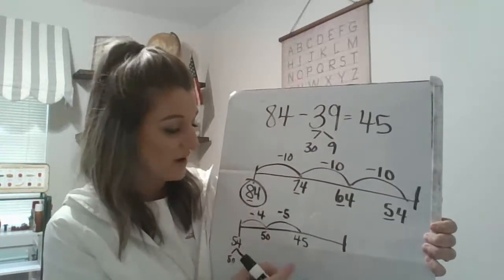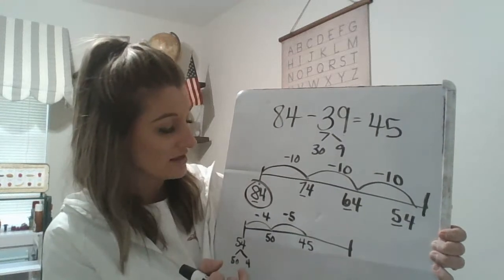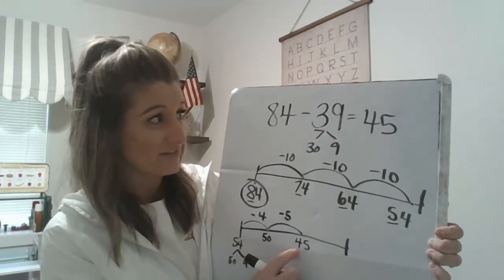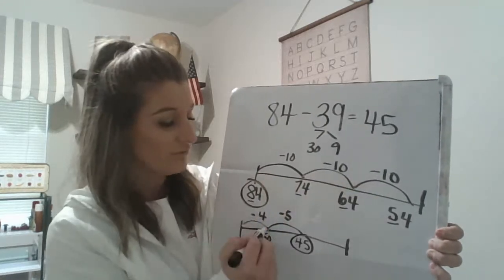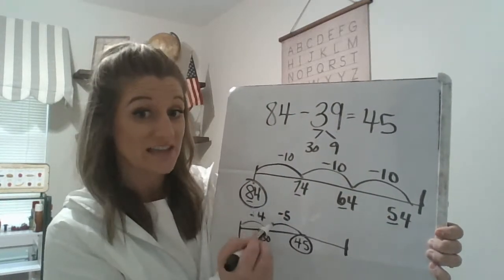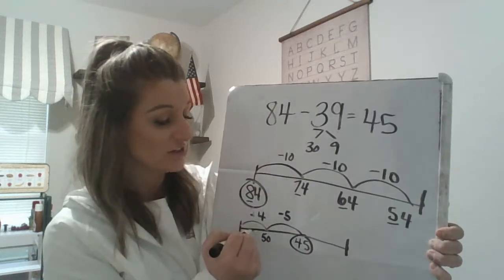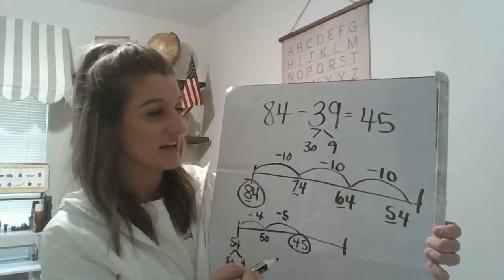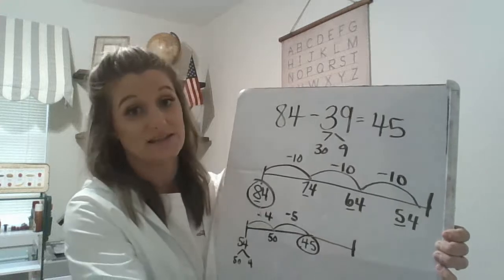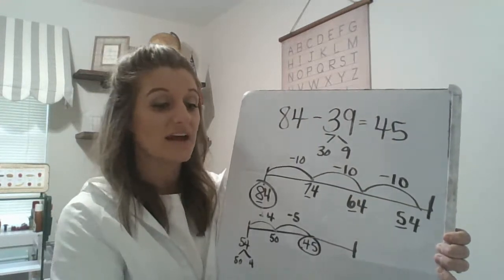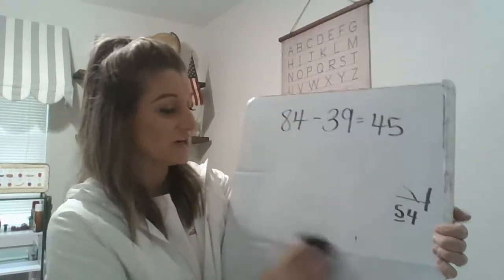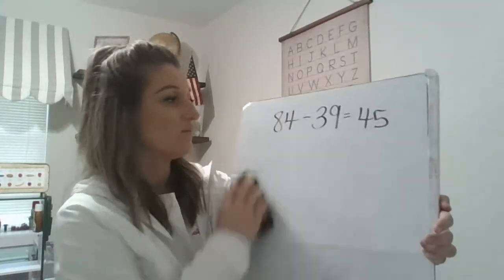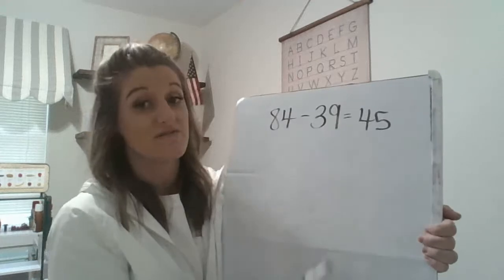So did we take away 30? Did we get back to 45? Yes, we did. So we stopped. We took away 30. We took away 4 and then 5, which is the same as taking away 9. So we took away 39 and we landed on 45 is our answer. So maybe a number line makes sense to you. Maybe getting out that hundreds chart is what makes sense to you because you can count back 3 tens, count back 9 ones, and you could land on 45.